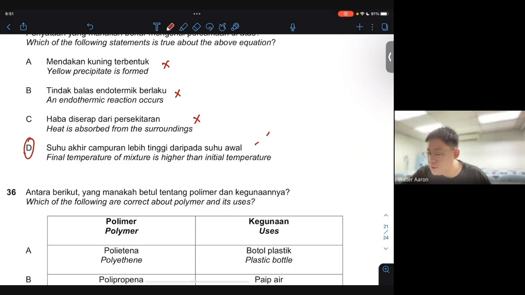This indicates that this is an exothermic reaction.